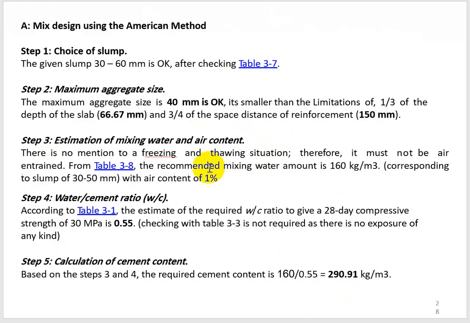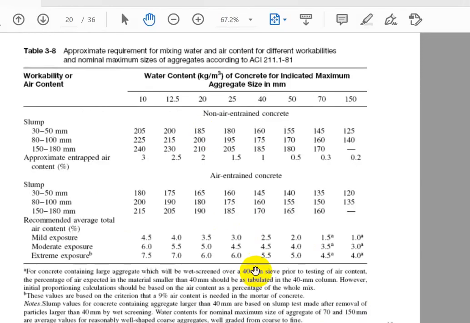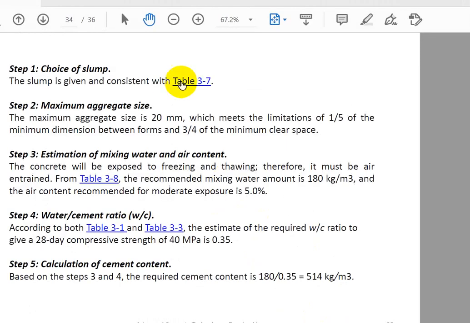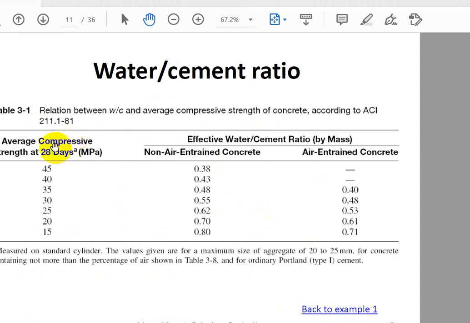So we go and fill this information in the relevant steps. So we have 160 and 1% air content. And for step 4, we have the water and cement ratio. We go to table 3.1, and we check that table 3.1.